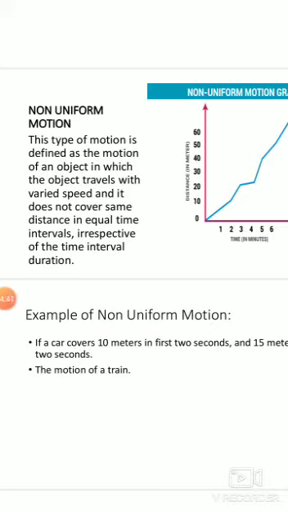The motion of a train. The speed of the train is not constant. Sometimes it is 60 kilometers, sometimes it is 80, sometimes it is 40 kilometers.